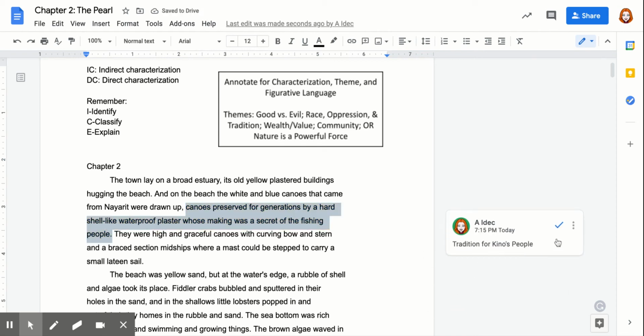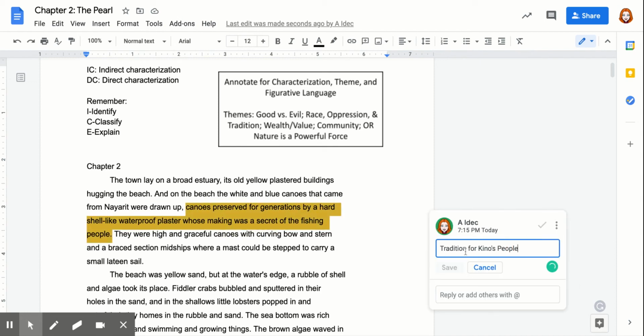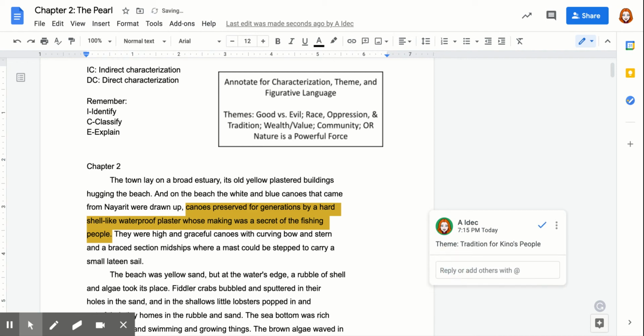All right. Oh, and I did not do, I'm going to fix that. Remember, at the top, we want to identify, classify, and explain. So I'm going to put theme, tradition, okay? Because we want to make sure we have multiple themes, not just one. In the label, I'm going to put theme and then just tradition for Kino's people. I think that's fine. If you read that, you can say, oh, it's tradition. All right.